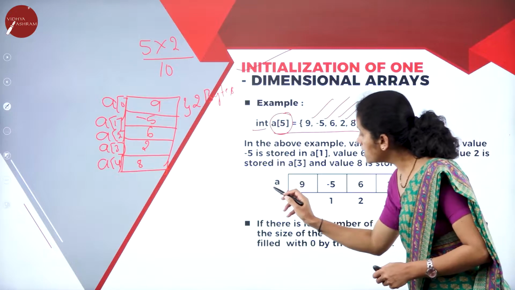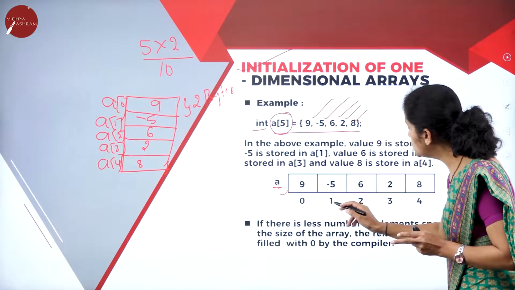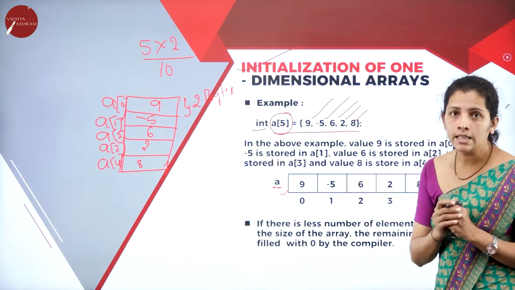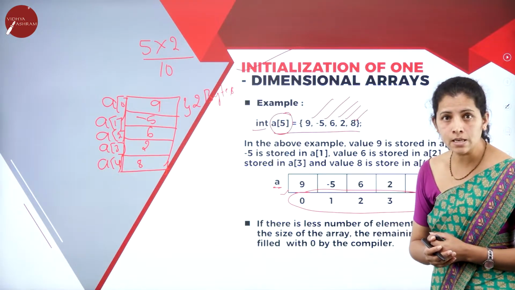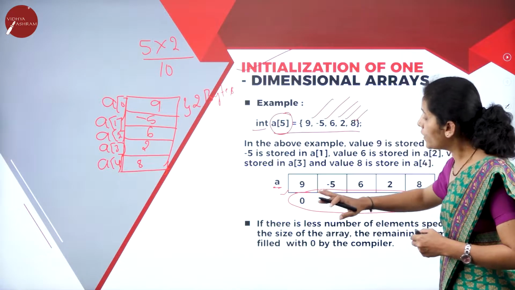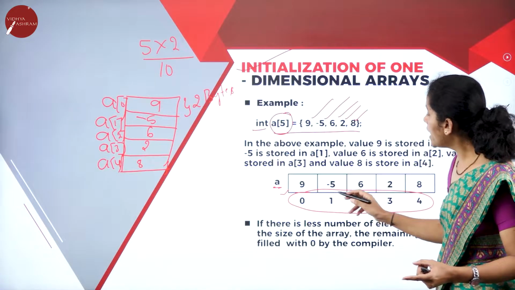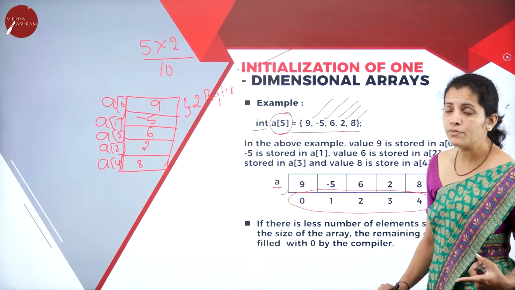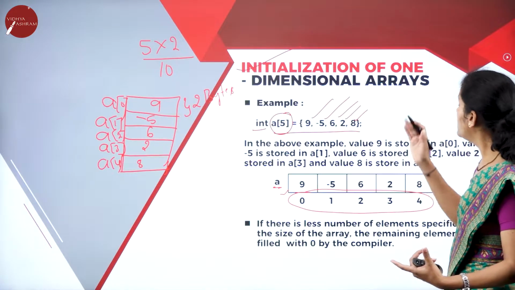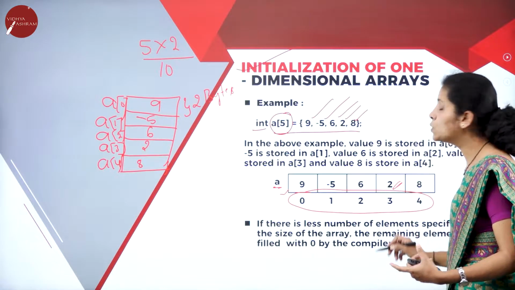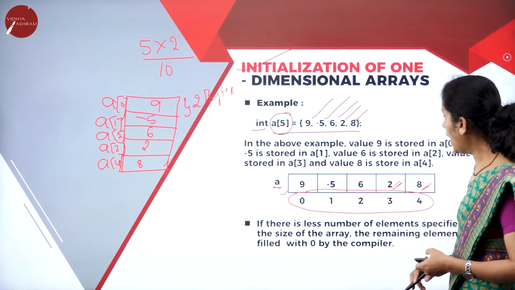So here, what is A? Here A is nothing but the array name. And what about this 1, 2, 3, 4? It is nothing but the index or indices or array subscript. And in place of A of 0, I'm going to store 9. In place of A of 1, minus 5. In place of A of 2, 6. In place of A of 3, 2. In place of A of 4, 8.